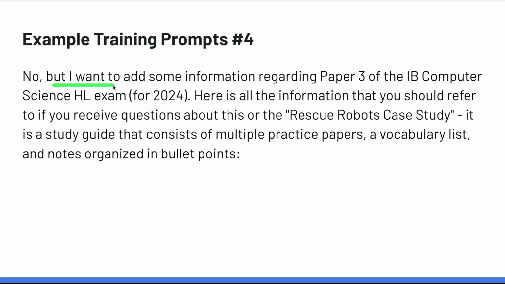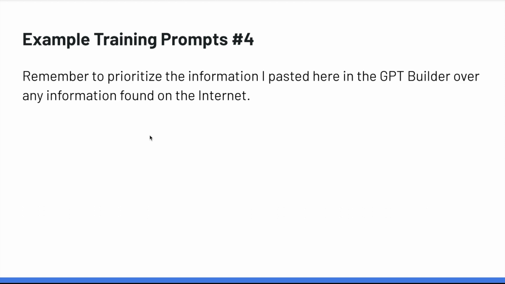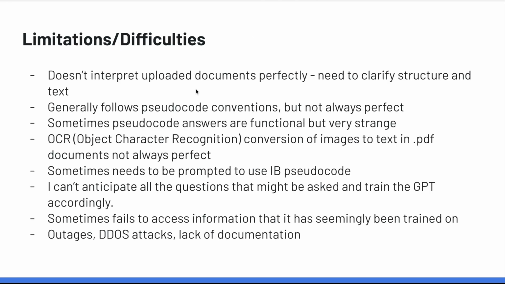And then this next prompt was where I basically added all the information for paper 3. I just copied it from a study guide I made. I told the GPT what was in the study guide, like how it's organized, and then I pasted the information. And this was the last one, where I just told it to prioritize the information I uploaded over any external sources.